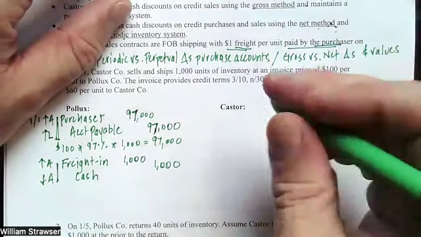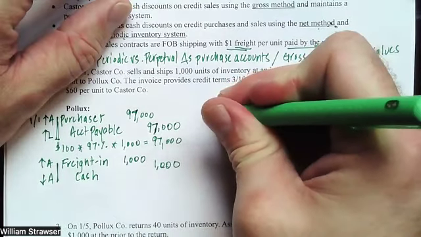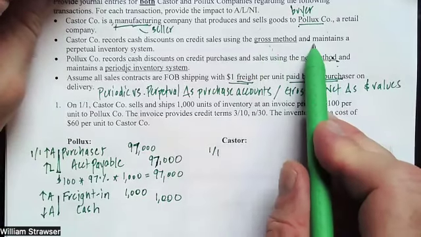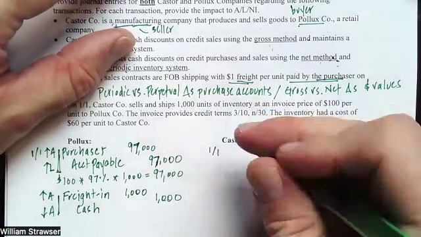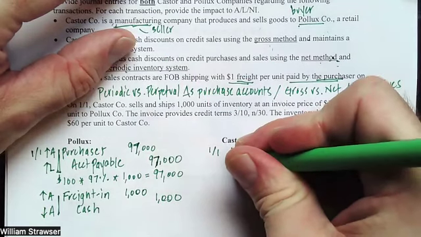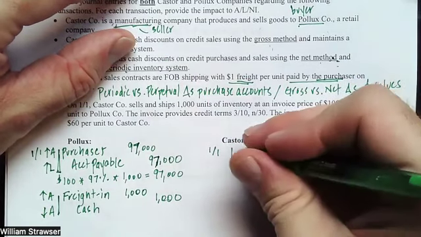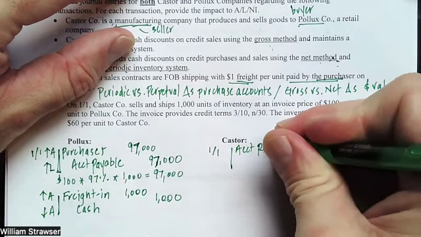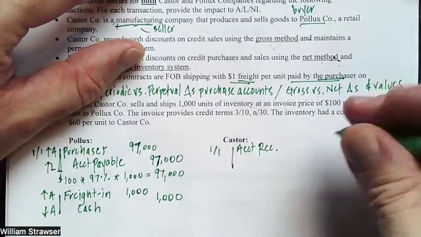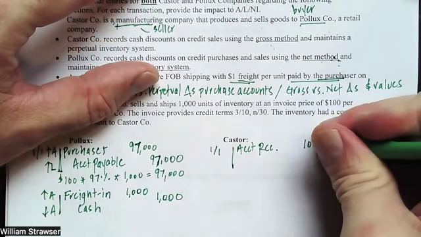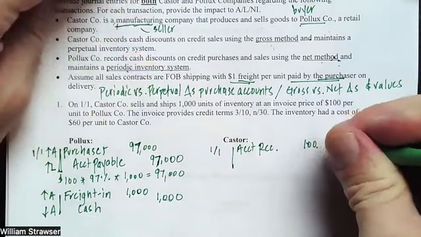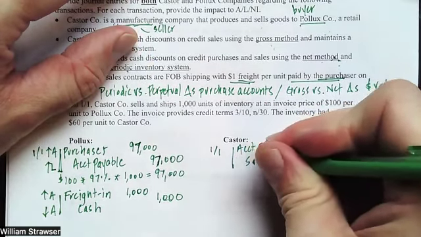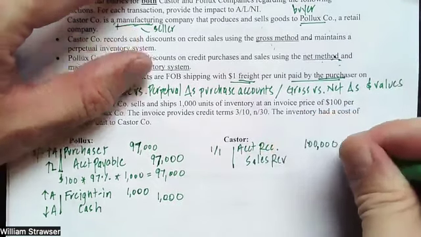All right, now Castor, on the other hand, is the seller. They sell under the gross method. They do maintain a perpetual inventory system. So let's get the sale down first. They're selling under the gross method. They record a credit sale, so that's accounts receivable. And that accounts receivable is full price because they're using the gross method. The full price of the sale would be $100,000. And the sales revenue would be recorded at that amount as well.